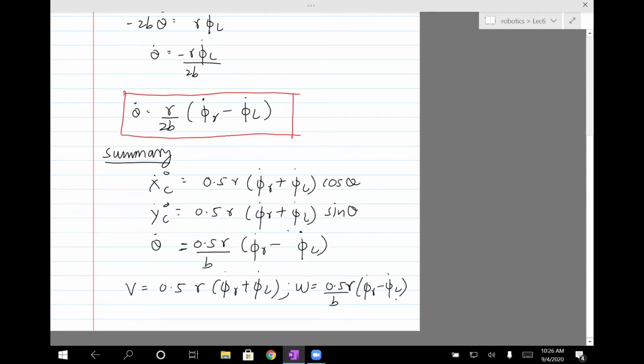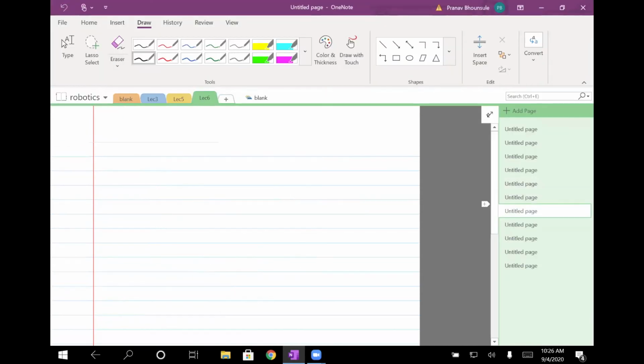The reason you do this is because now if you plug in these values, the expression becomes pretty simple. Also, once you find v and omega, it's not too hard to find the corresponding phi dot r and phi dot L. Remember that phi dot r and phi dot L, which are the speeds of the right and left wheels, are the input to the robot. Once you give that, it's easy to find v and omega. And then v and omega are related to the formula for the position of point C, which is simplified to the following.